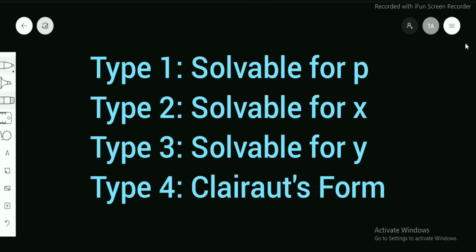As we have discussed earlier, we have four types of differential equations: type 1, type 2, type 3 and type 4. Type 1 was solvable for p, type 2 was solvable for x, type 3 was solvable for y, and type 4 is Clairaut's equation. Till now we have completed type 3, that is solvable for y. Today we will learn about Clairaut's equation, that is type 4.